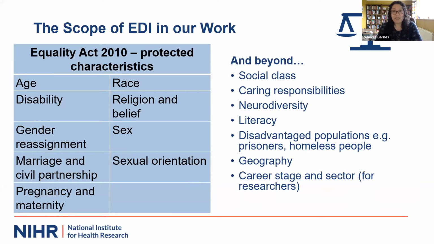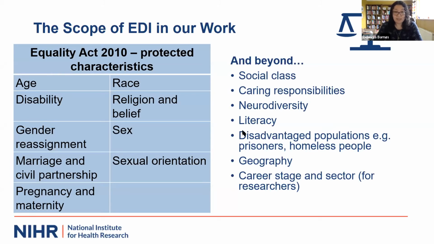EDI also draws our attention to disadvantaged or underserved populations, such as prisoners, homeless people, gypsy and traveller communities, and asylum seekers and refugees. The NIHR also recognises that geography matters. Research shouldn't only focus on urban areas, but needs to be conducted in rural and coastal areas. Geography also involves being mindful of how research funding is distributed. And as you might be aware, there's a frequent mismatch between the areas where disease or care burden is highest and the areas where research often takes place.